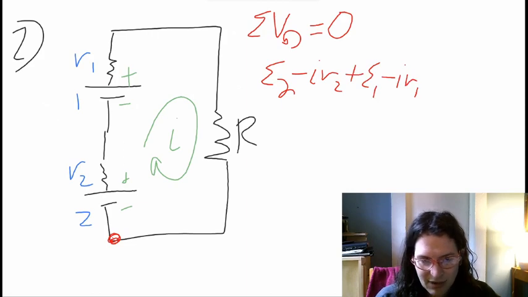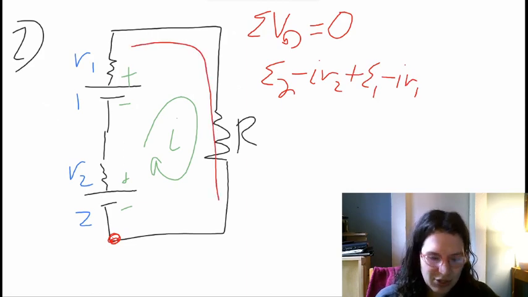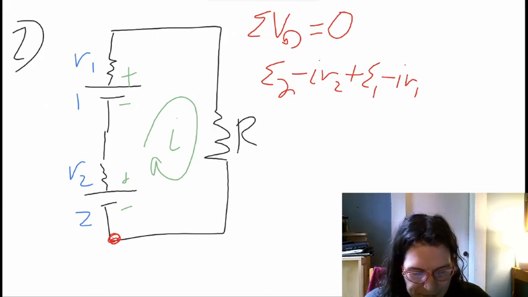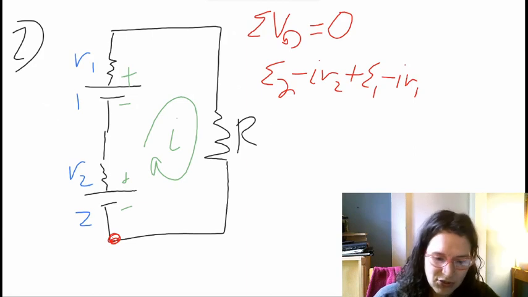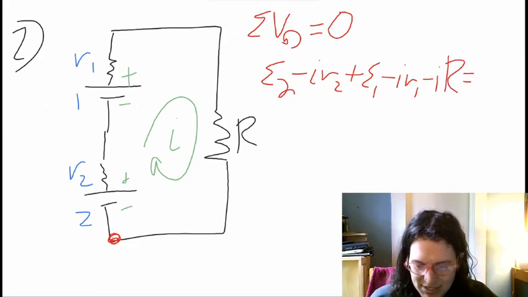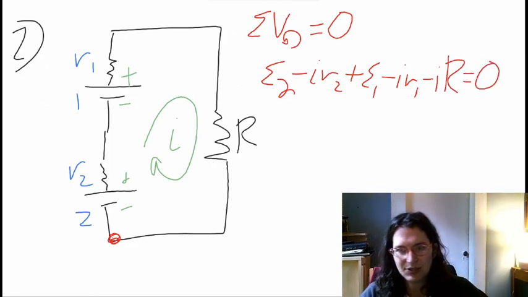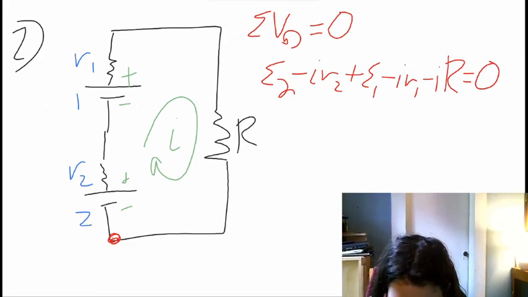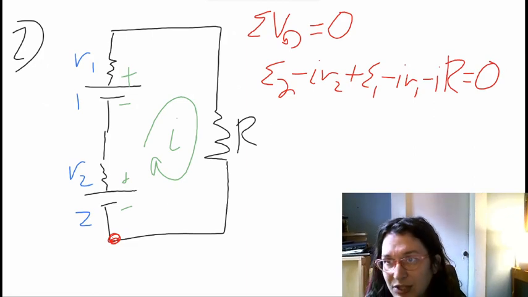And then we continue traveling around the circuit until we go over the external resistor big R. And there we will have again, the resistor is going to use voltage. So we'll subtract I times big R. And altogether, this has to be equal to 0. Okay. So this gives us kind of a big, long equation.